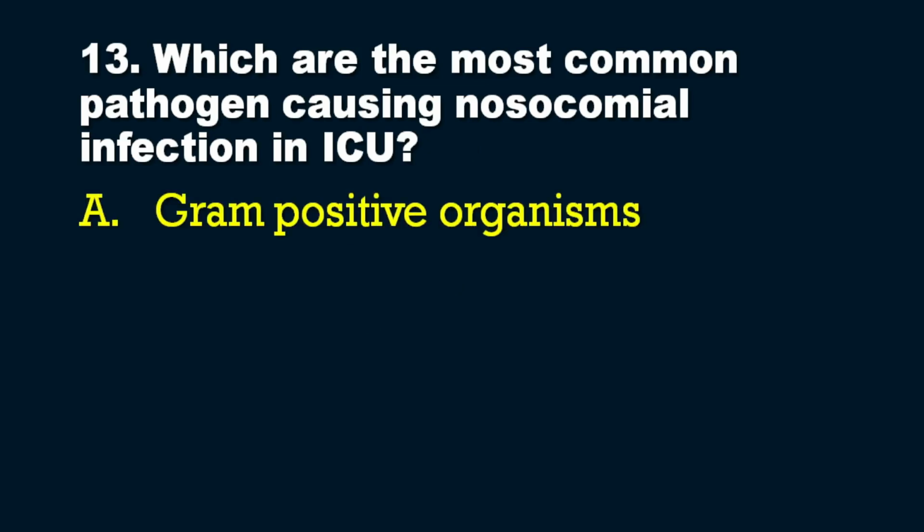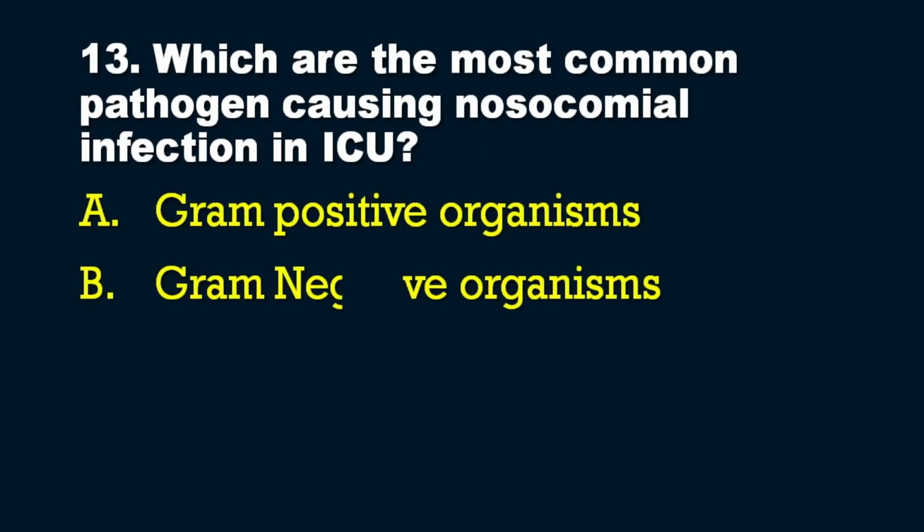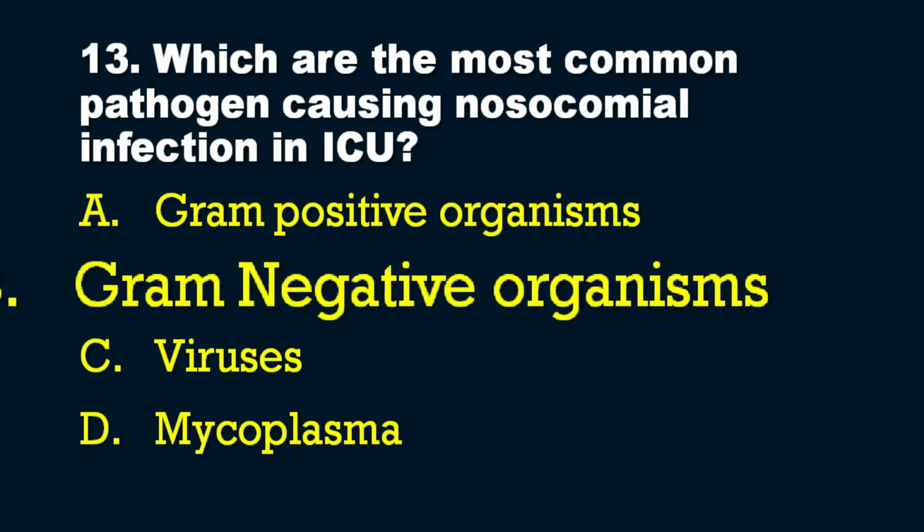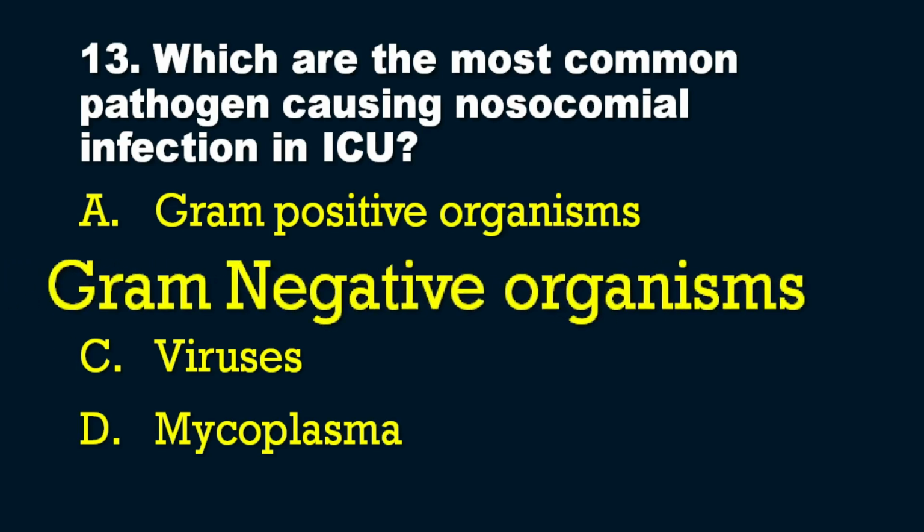So the options are option A, gram-positive organisms. Option number B, gram-negative organisms. Option number C, viruses. And option number D, mycoplasma. So which is the most common pathogen causing the nosocomial infection in ICU? The answer for this question is option number B, that is gram-negative organisms.